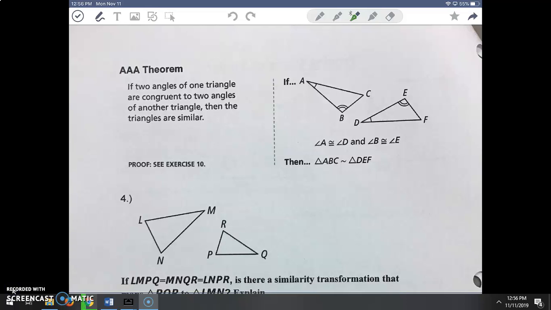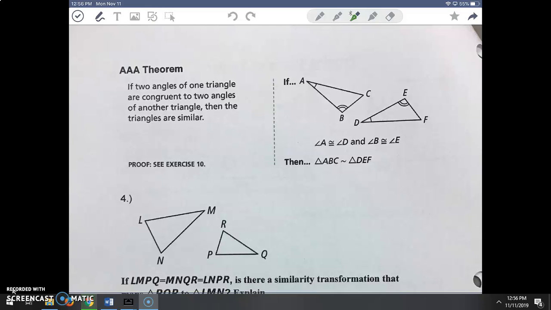Now these are all the theorems that we talked about before when we did proofs. Angle, side, angle. Angle, angle, side. Side, angle, side. Side, side, side. Hypotenuse, leg. These are the same type of things, except they're dealing with similar figures, not congruent. That's nothing but triangle congruency. This is all similarities.